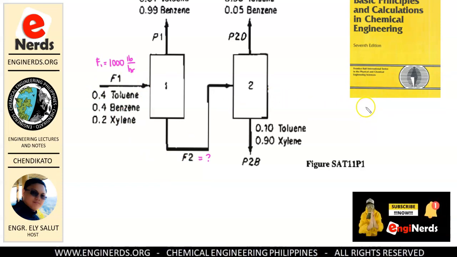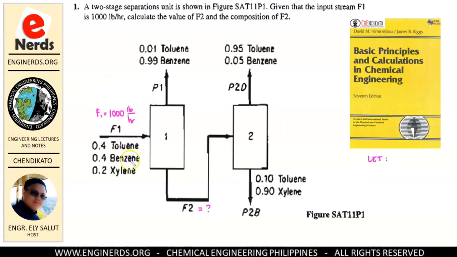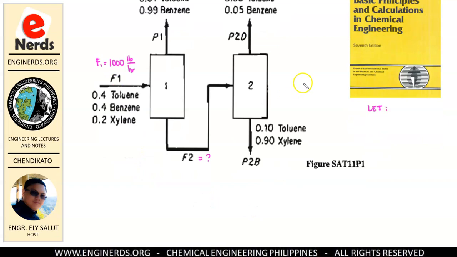So, para hindi tayo mahirapan, let us assign variables para we know what we are talking about. So, we have three components here. We have toluene, benzene, and xylene. Okay? So, let T be equal to toluene para lang hindi tayo mahirapan sa pag-analyze. Now, B is benzene. And X is xylene. Okay? So, let us use these letters to represent itong ating mga components dito.